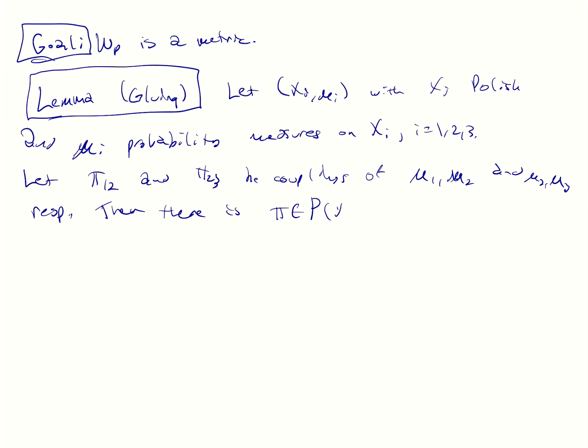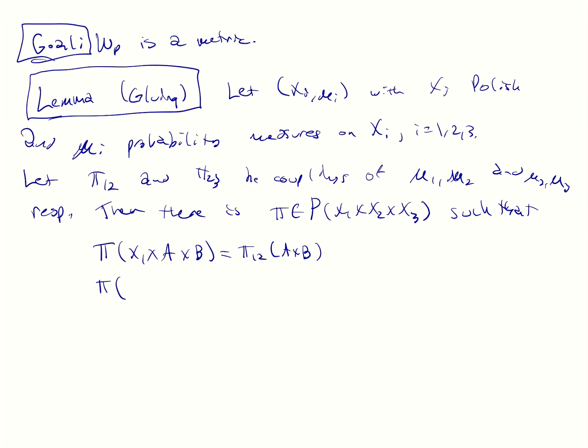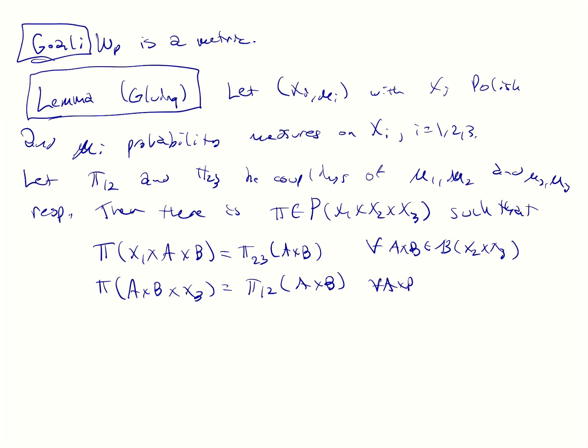Then there is a probability measure pi on x1 cross x2 cross x3 such that pi of x1 cross a cross b is pi 2,3 of a cross b, and pi of a cross b cross x3 is pi 1,2 of a cross b. So this is for every a cross b in the Borel sets of x2 cross x3.